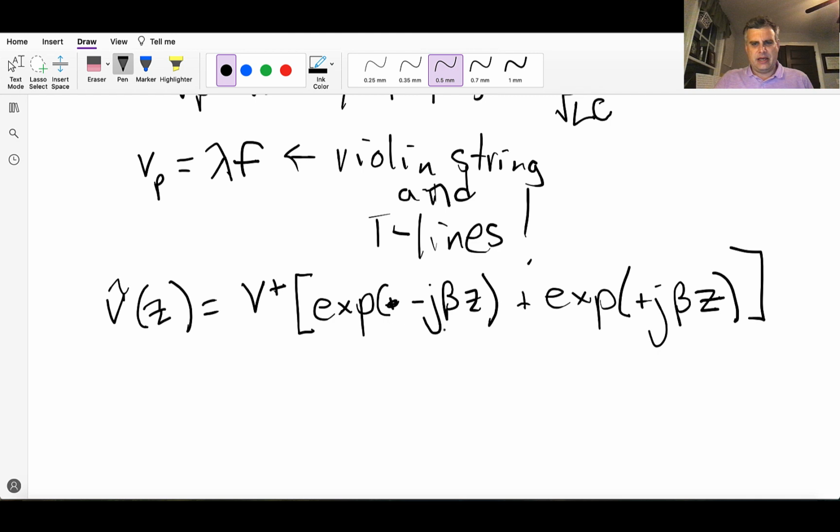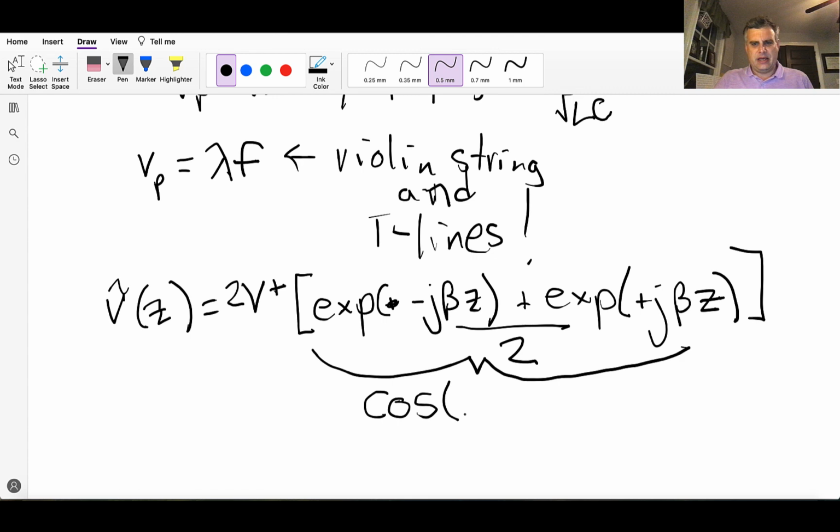And I'm just going to go ahead and divide this by 2 for no good reason, and I'm going to put a 2 out here as well. Why would I do such a thing? Because most of you talented students that have taken some advanced math classes recognize this is going to be Euler's definition of cosine. And boy, that looks so much nicer than that expression that I had earlier. Just an amplitude times 2 times cosine beta z.